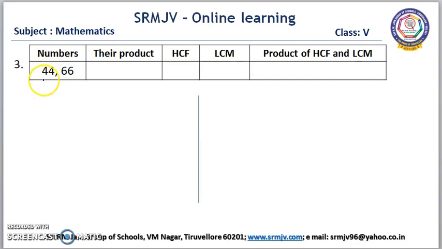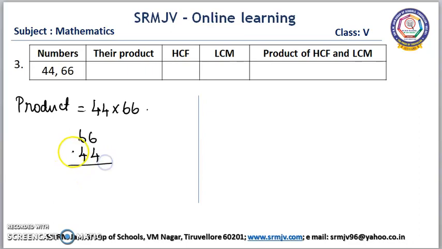Here, the next two numbers are 44 and 66. Here also we are going to find their product, HCF, LCM, and the product of HCF and LCM. First we are going to find the product of the two numbers. Product: 44 into 66. Now we are going to multiply the numbers 66 and 44.